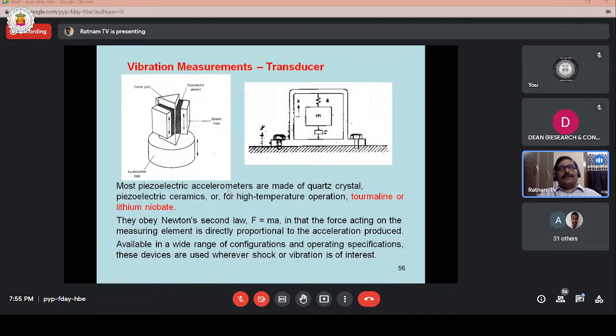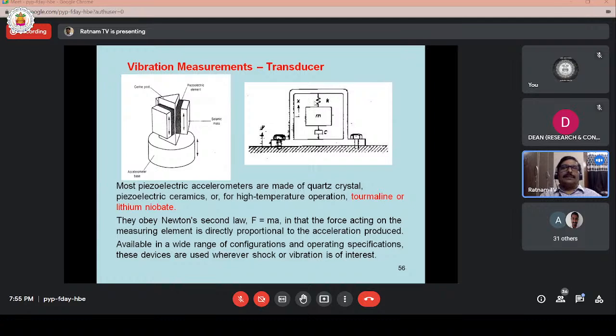This is a typical principle of an accelerometer. An accelerometer is a spring mass damper system. Most of these accelerometers are piezoelectric accelerometers, made of quartz crystal or piezoelectric ceramics. For high temperature operation, tourmaline and lithium niobate are used.